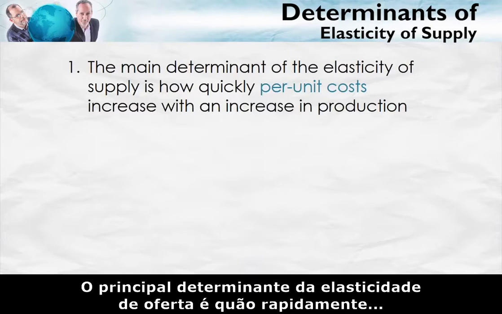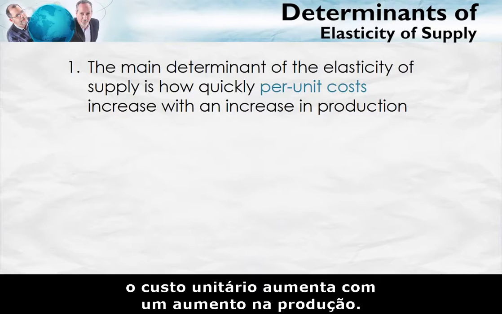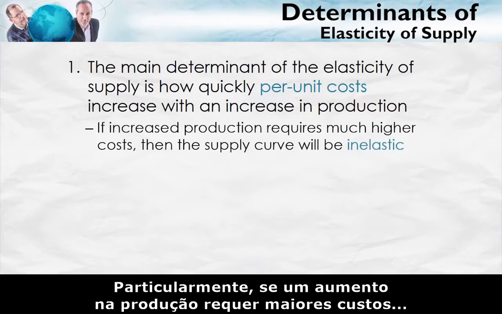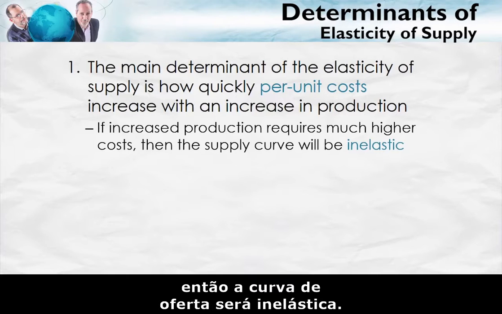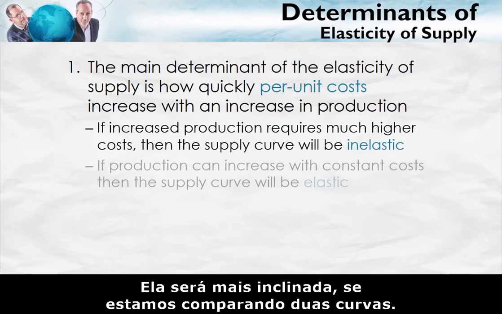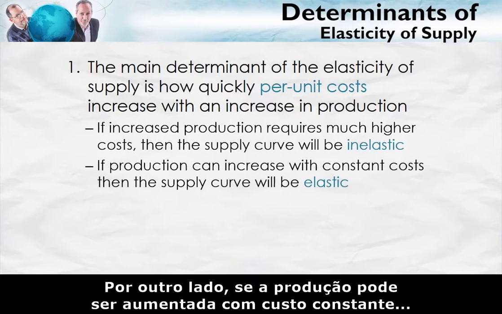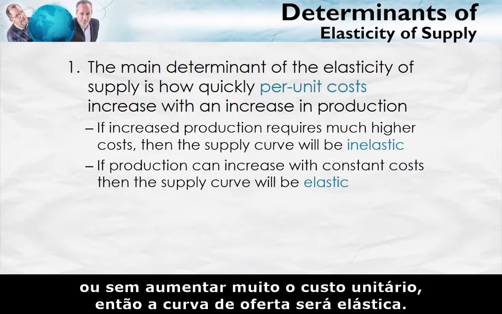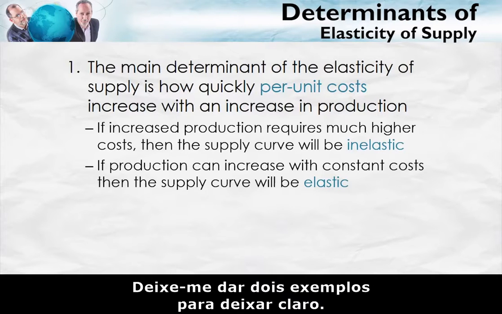The main determinant of the elasticity of supply is how quickly per unit costs increase with an increase in production. In particular, if increased production requires higher costs, then the supply curve will be inelastic. It'll be steep if we're comparing two curves. On the other hand, if production can increase with constant cost or without increasing per unit costs very much, then the supply curve will be elastic. Let me give you two examples to make this clear.